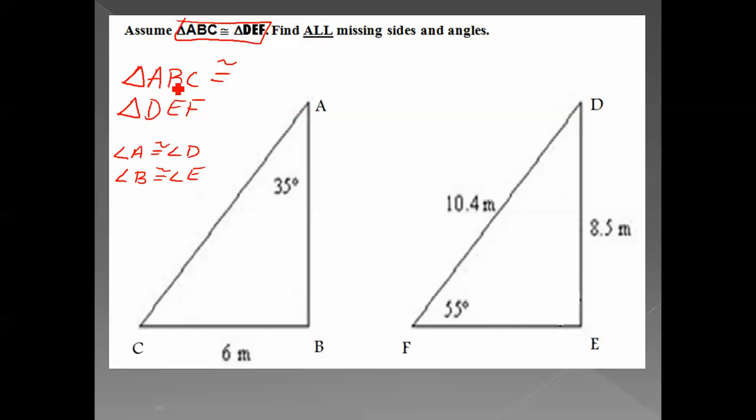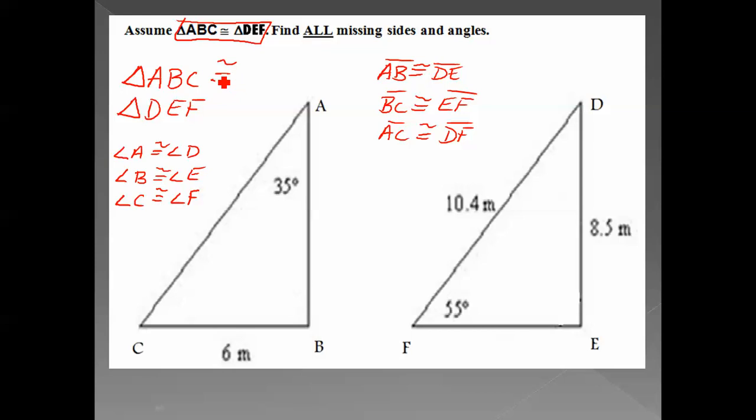A and D are congruent. B and E are congruent. Angle C is congruent to angle F. Here's C and F. And then we also talked about our sides. Side AB, here's AB, is congruent to DE. BC is congruent to EF, and AC, the first and the last, is congruent to DF.